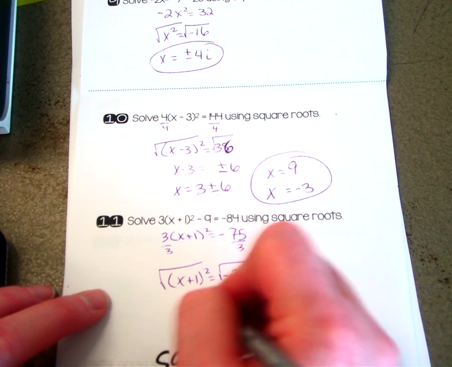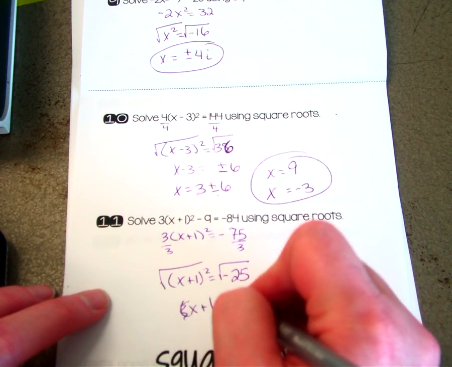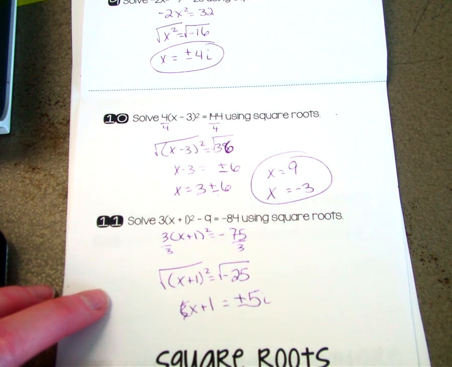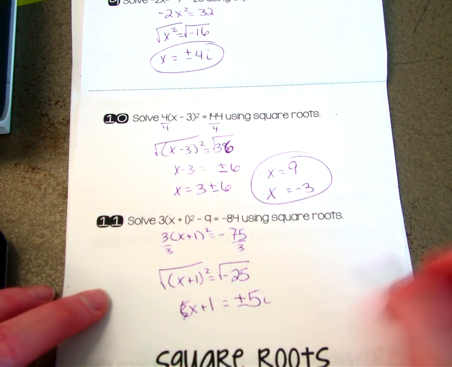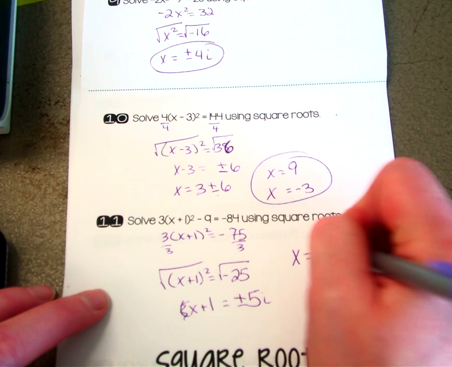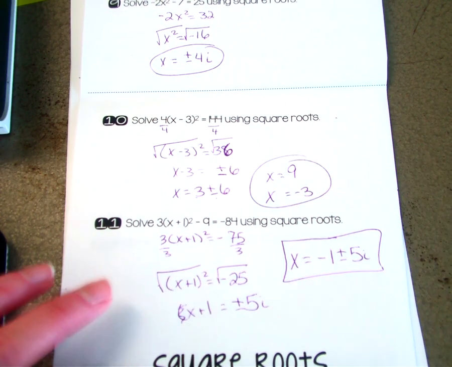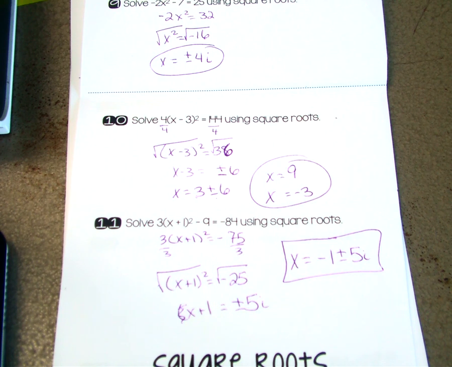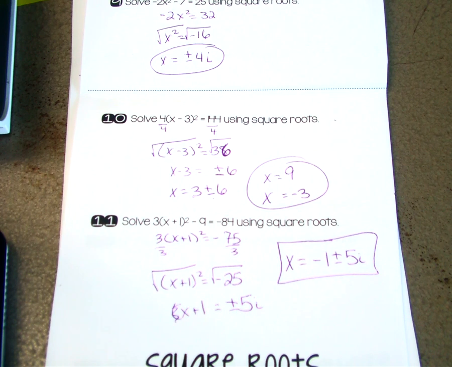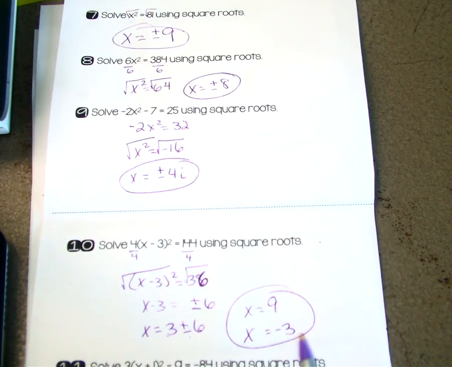So x plus 1, I don't need to write that in parentheses, equals plus or minus 5i. 25 is a perfect square, but because it's negative, it becomes i. And then I subtract my 1 over, and I get negative 1 plus or minus 5i. Same process, but our i's are going to start showing up a lot more for these ones. So that's our square root method.